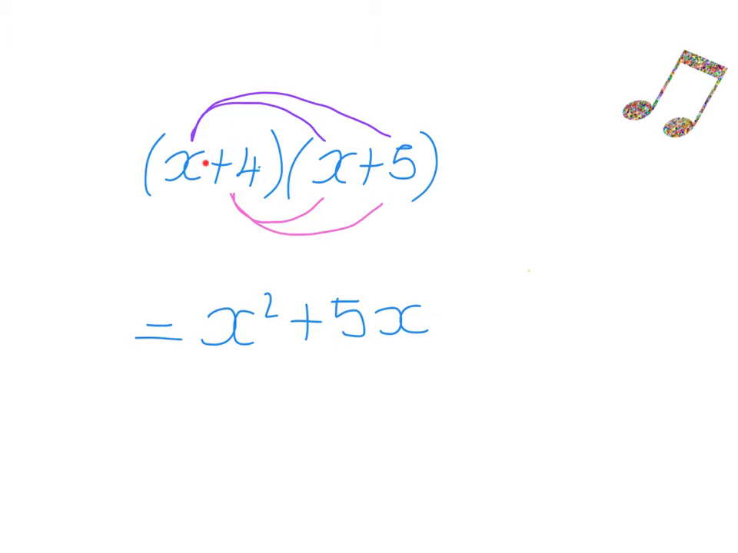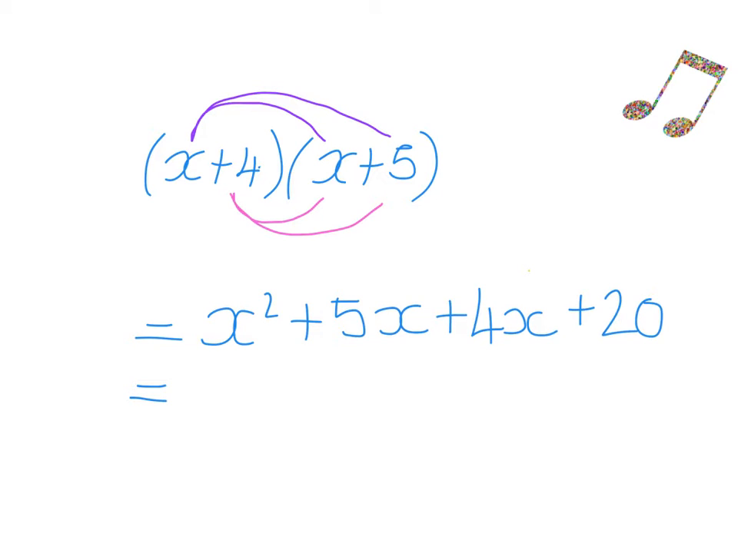So now I'm moving on to the 4, it's a positive 4. So I'm keeping that in mind. First I'm multiplying by x, so it's going to give me plus 4x. And then I'm multiplying the positive 4 by another positive number, so I'm going to get a positive answer. 4 times 5, plus 20.